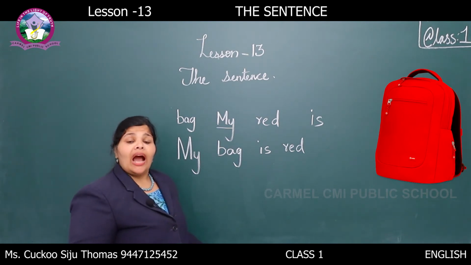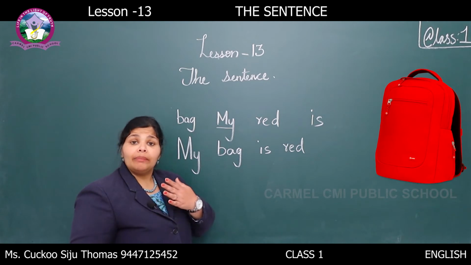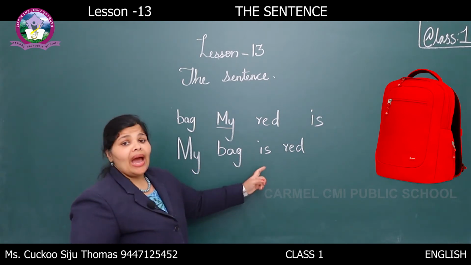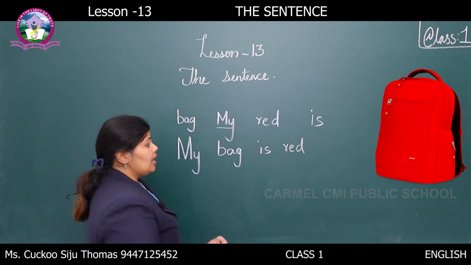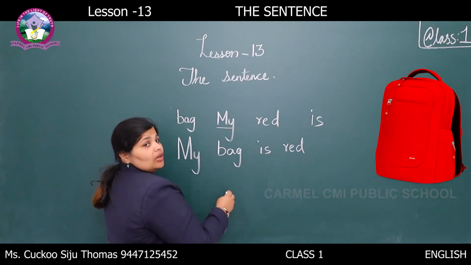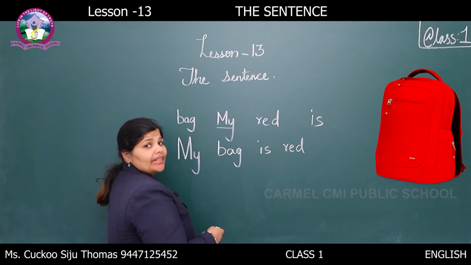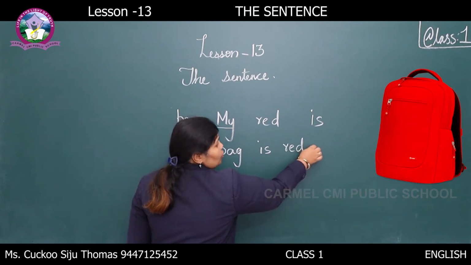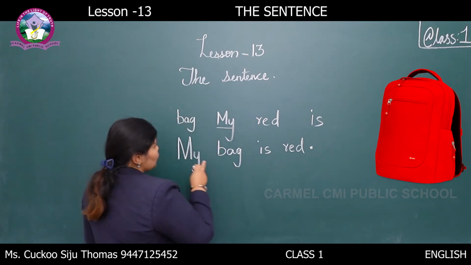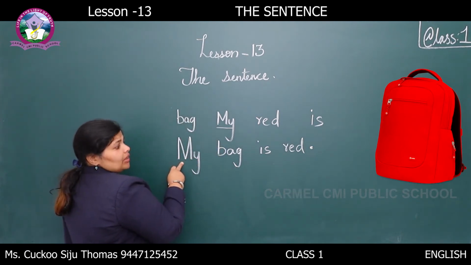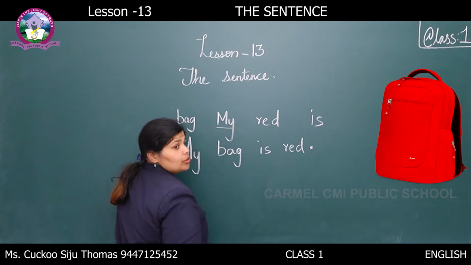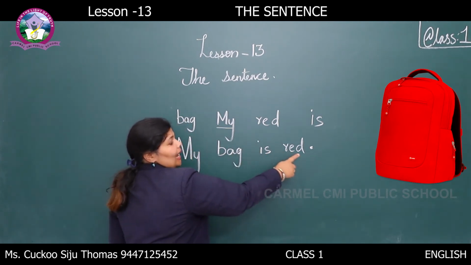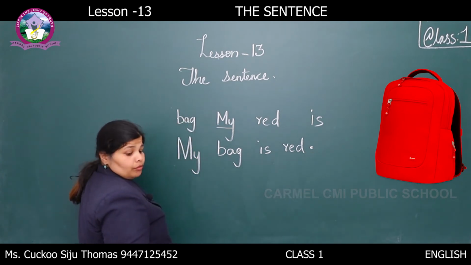That means I have a bag and my bag's color is red. My bag is red. Now, this sentence is getting over. So, what do you put at the end? We put a full stop. This is a full stop. So, you begin with a capital letter and you end with a full stop. A sentence begins with a capital letter and ends with a full stop.